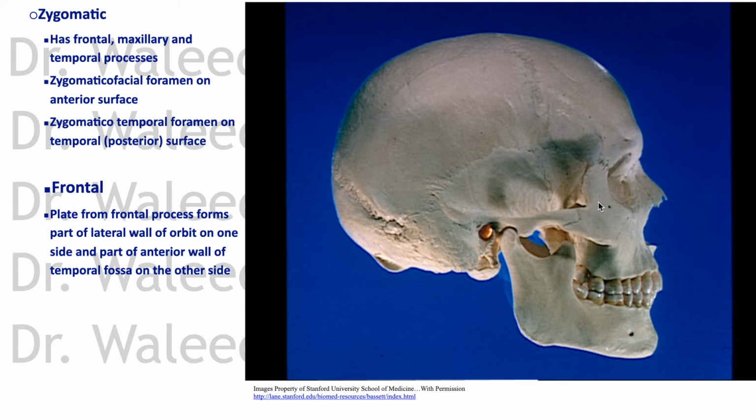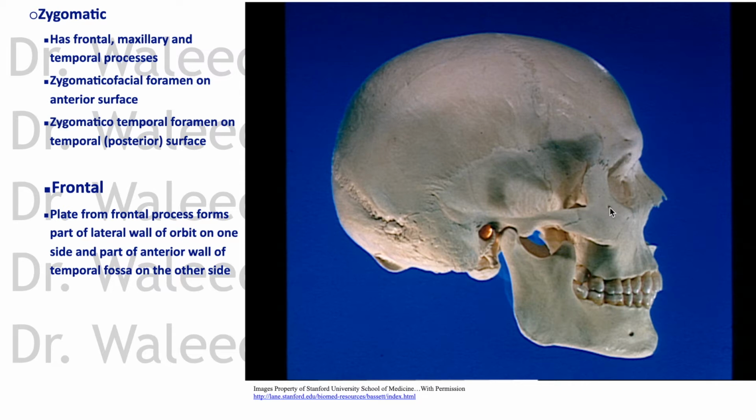Now if you appreciate depth here, there is a depth here anteriorly formed by a plate from the frontal bone and the back of the frontal process of the zygomatic bone. Actually, this is the anterior boundary of the temporal fossa. I also want you to observe the zygomaticofacial foramen here. Zygomaticofacial vessels and nerves emerge from this foramen.